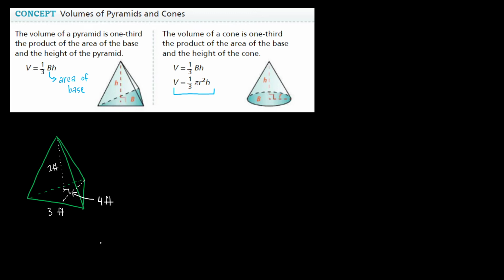So we can find the volume of this figure. And just a reminder, the volume of a pyramid, no matter what the base is, is 1/3 times the area of the base times the height. So let's plug in what we know. Volume equals 1/3 times the area of the base. The area of a triangle is half times base times height. So it would be half times 3 times 4, because the base of the triangle is 3 feet, and the height of that base is 4 feet. And then we're going to multiply by the height of the pyramid, which is 2 feet.